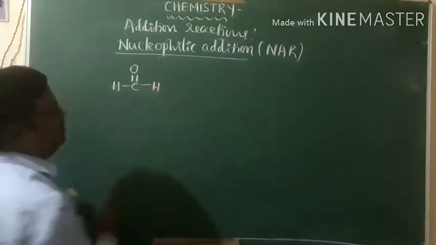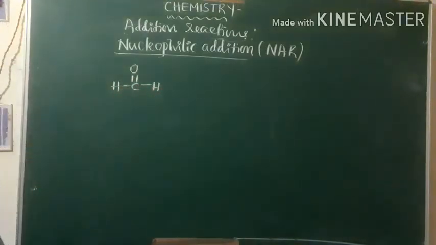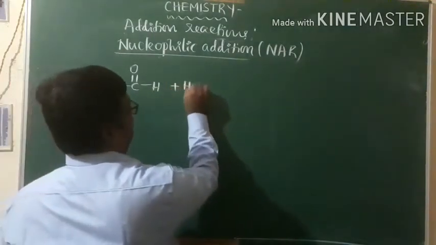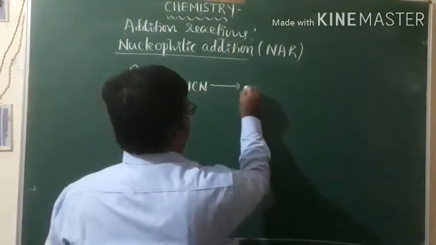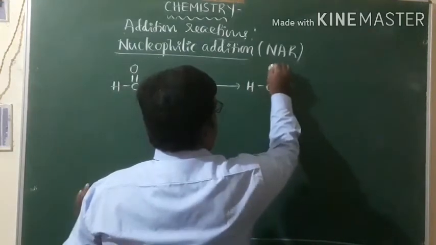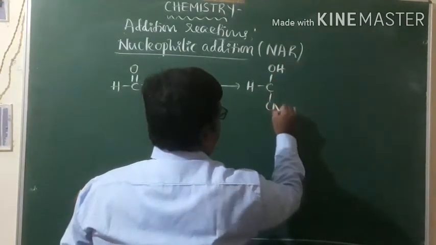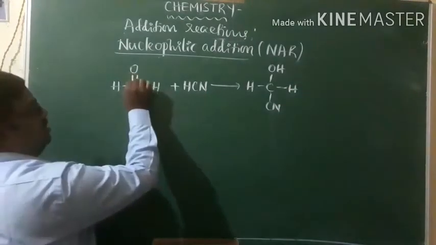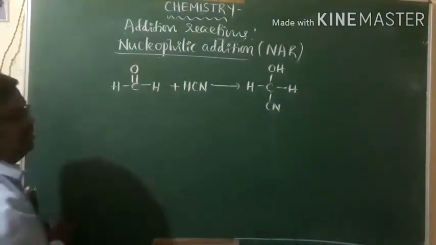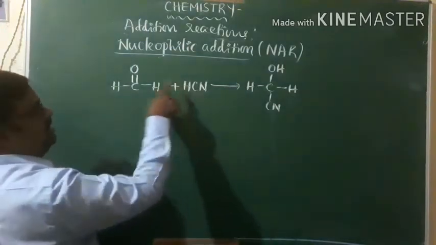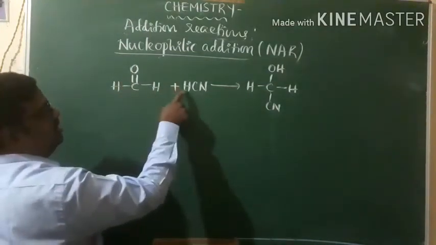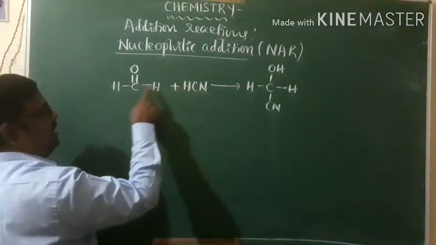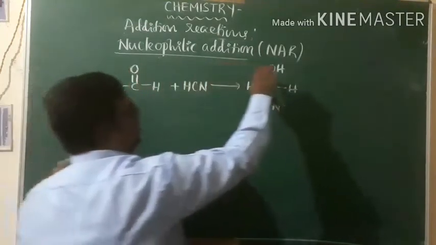Say for example, one of the aldehydes, that is formaldehyde. When it reacts with hydrogen cyanide, you are going to get a product with OH, CN and H. Look at this. What I did here: there is a C=O double bond. If I add HCN to this C=O double bond, hydrogen is added to the oxygen, CN is connected to the carbon. Double bond is converted to single bond.